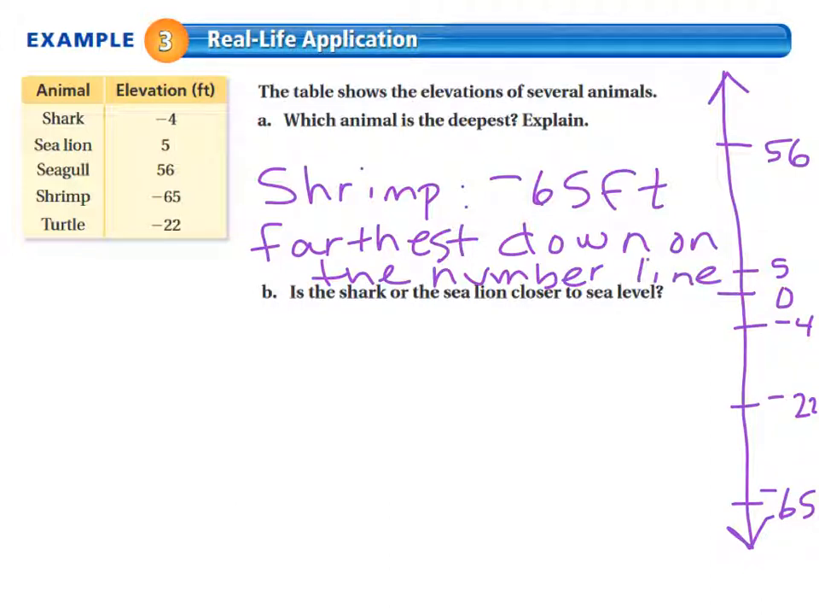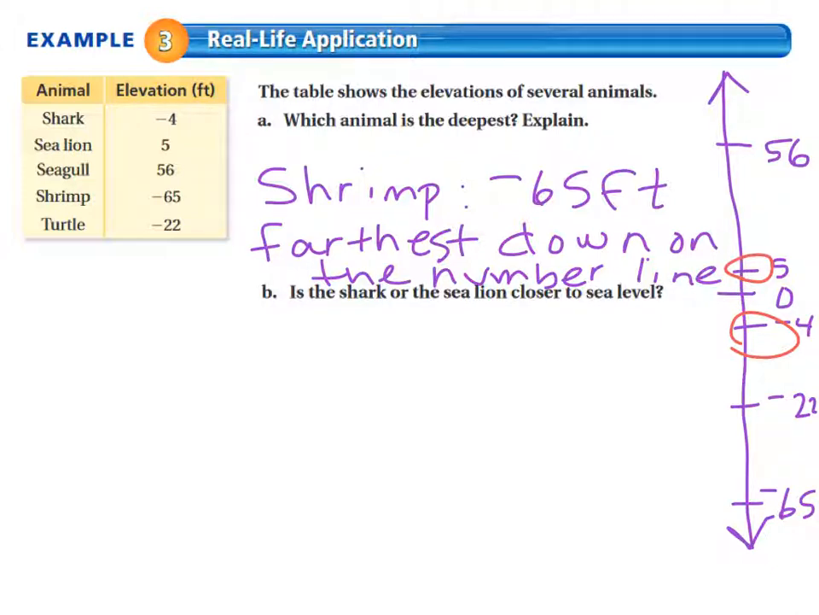Part B, is the shark or the sea lion closer to sea level? Well, I can look on that number line again, and I'm going to look at the shark, which was at -4, that's right here, and the sea lion, which is 5, and that's right here. Here we're going to bring out that absolute value, and the absolute value tells us how far away they are from 0, which is, in this case, sea level.